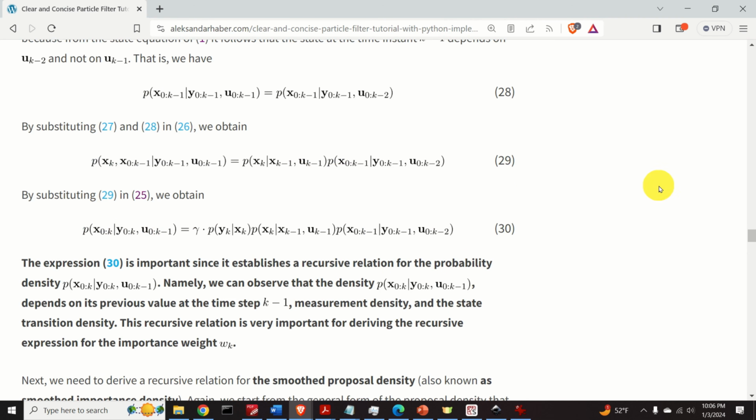This expression is very important since it establishes a recursive relation for the probability density. Here it is. This is the smoothed probability density. Namely, we can observe that the smoothed probability density depends on its previous value at the time instant k minus 1, and here's the previous value. Then it depends on the measurement density. Then it depends on the state transition probability. And this is a very important recursive equation that will enable us to derive the equation for the importance weights.